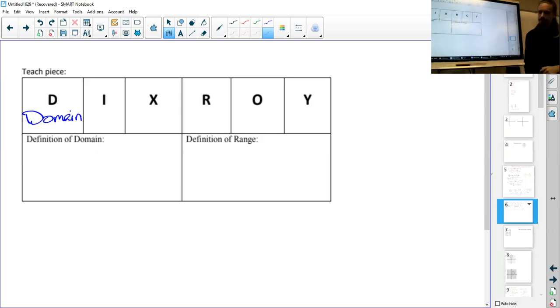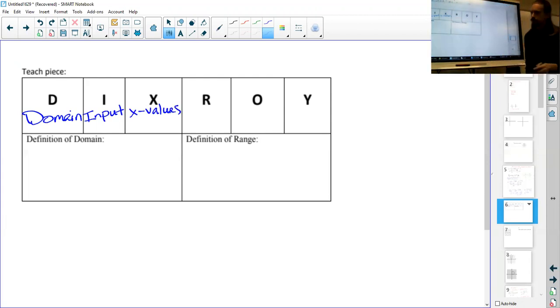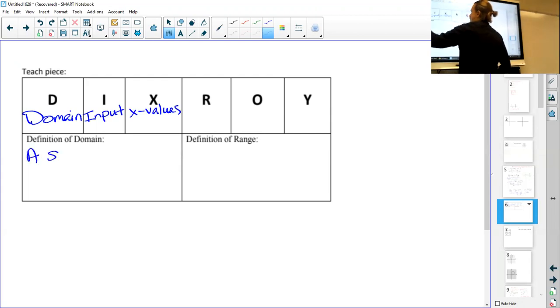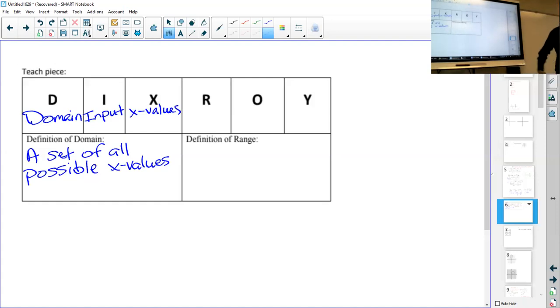So D is domain, or I, your domain is just another word for the input of your function, and then the X stands for your X values or X coordinates, depending on how you want to think about it. And then our definition of domain is a set of all possible X values. Okay, that's our superficial definition of domain. Set of all possible X values, all possible inputs.